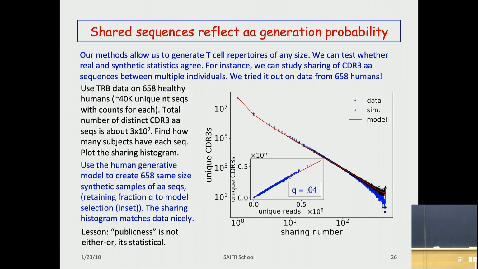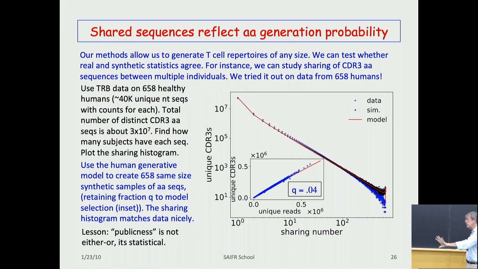According to our model, we can create synthetic data sets of the same sizes for 658 synthetic individuals. We can do this over and over again if we're so inclined. And we can ask for our synthetic data sets: is there sharing of sequences between individuals? In order to create our synthetic data sets, we had to make a choice about this probability of accepting something that I generate, or probability of throwing away things that I generate.